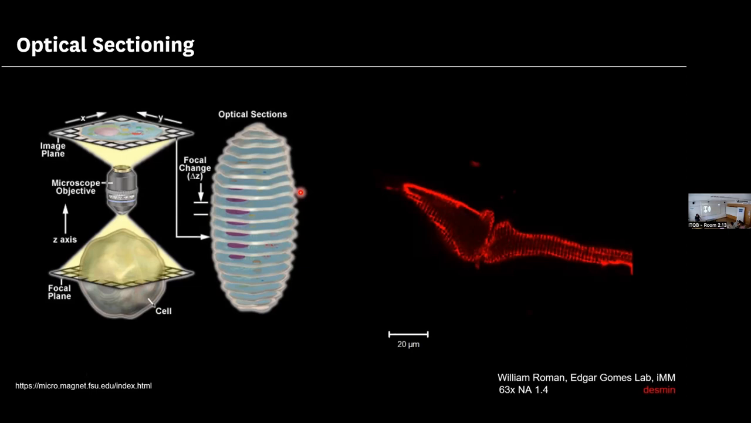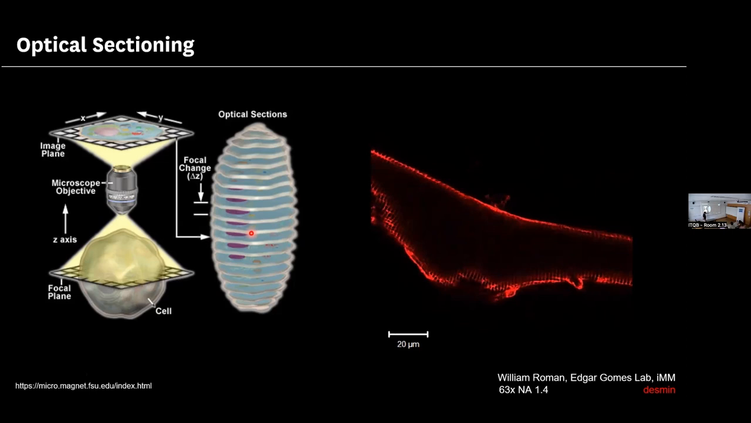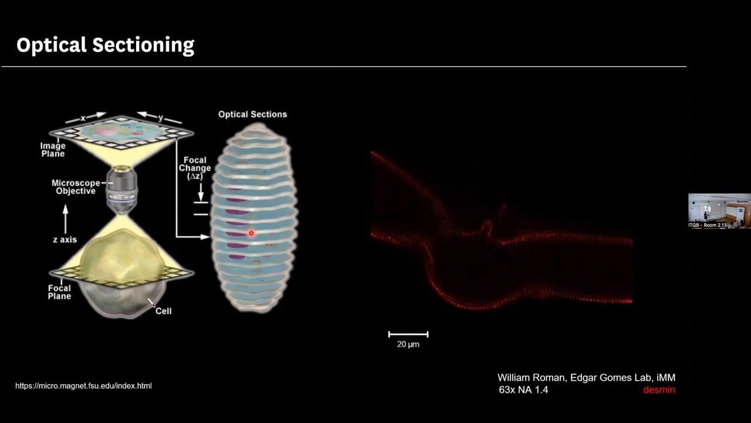This is an example of a Z stack. This is a sample from William Roman, who worked in Roman's lab a few years ago at the IMM. This is desmin staining a muscle fiber. So you can see a single slice, a single optical section of the sample. And when we move the objective up, we get different planes. We get the Z stack of different slices. If we saw the sample in the wide field microscope, we would probably just see a big blur. The muscle is quite thick. We certainly wouldn't see the detail in the muscle.